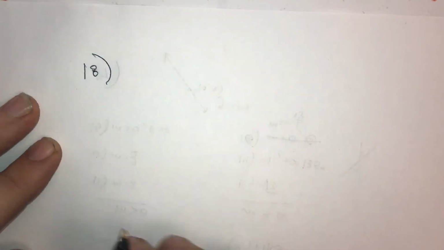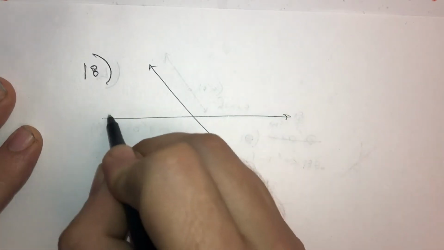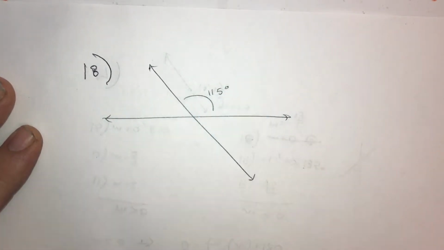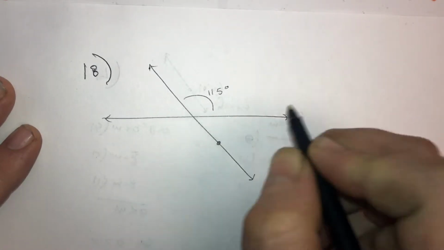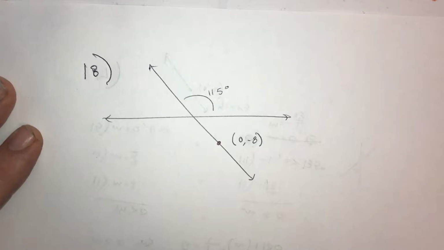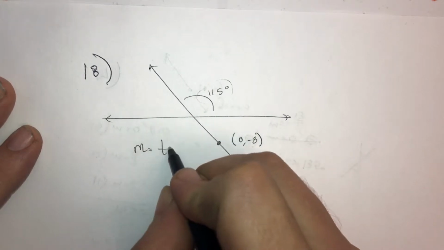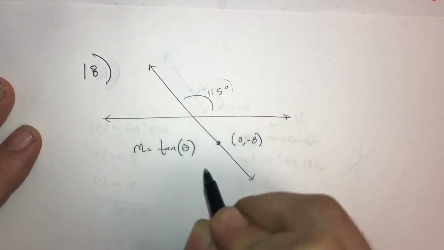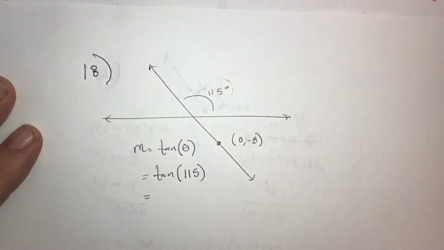Number 18. Give the equation of a line that is 115 degrees from horizontal and has a y-intercept of negative 8. I need to find the slope first. I have the angle from horizontal, so I'm going to use my formula, m equals tan theta, where theta is that angle from horizontal. That's tangent of 115, which is negative 2.145.